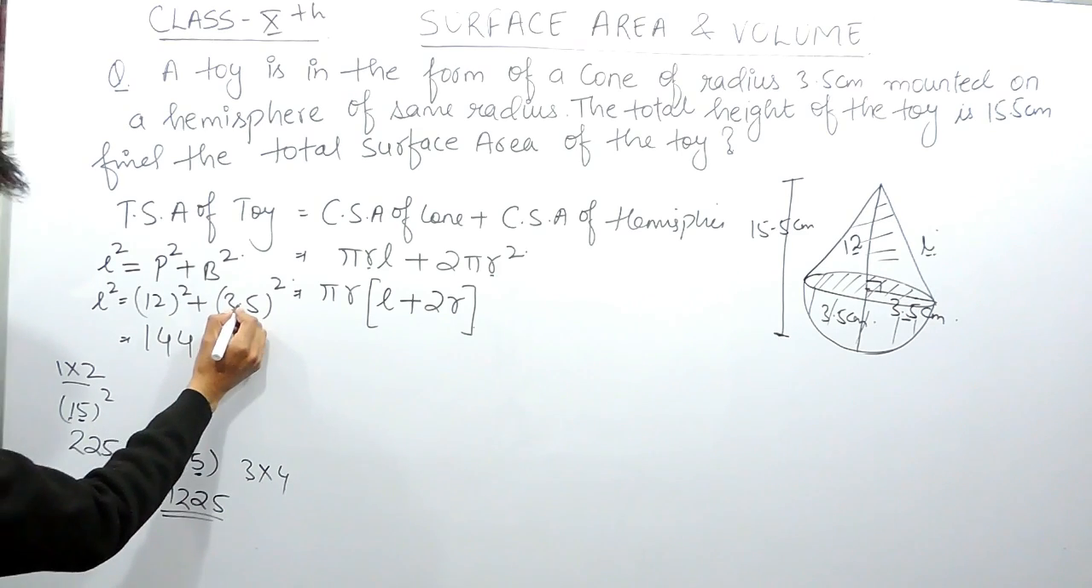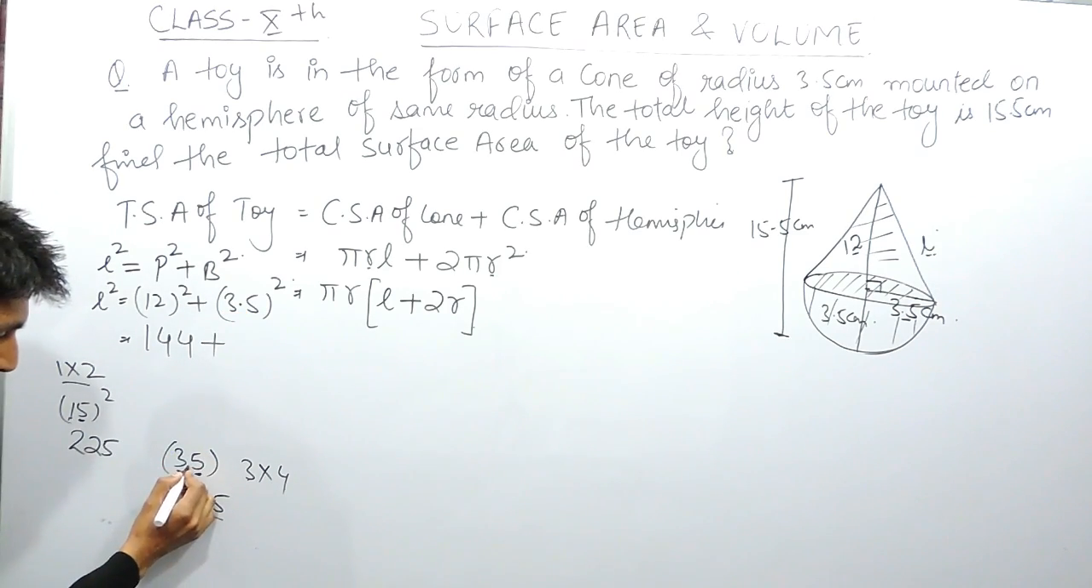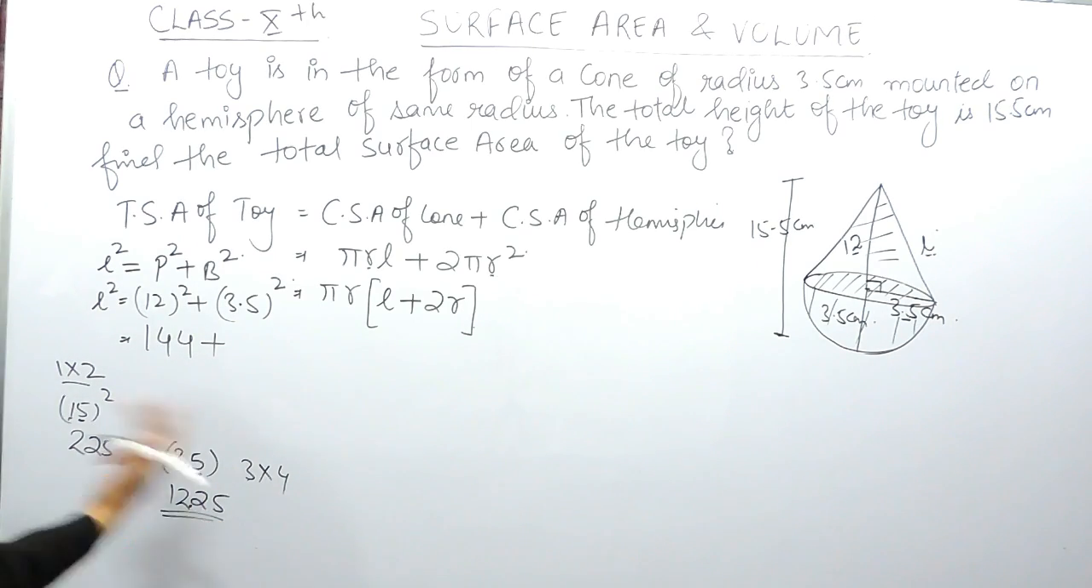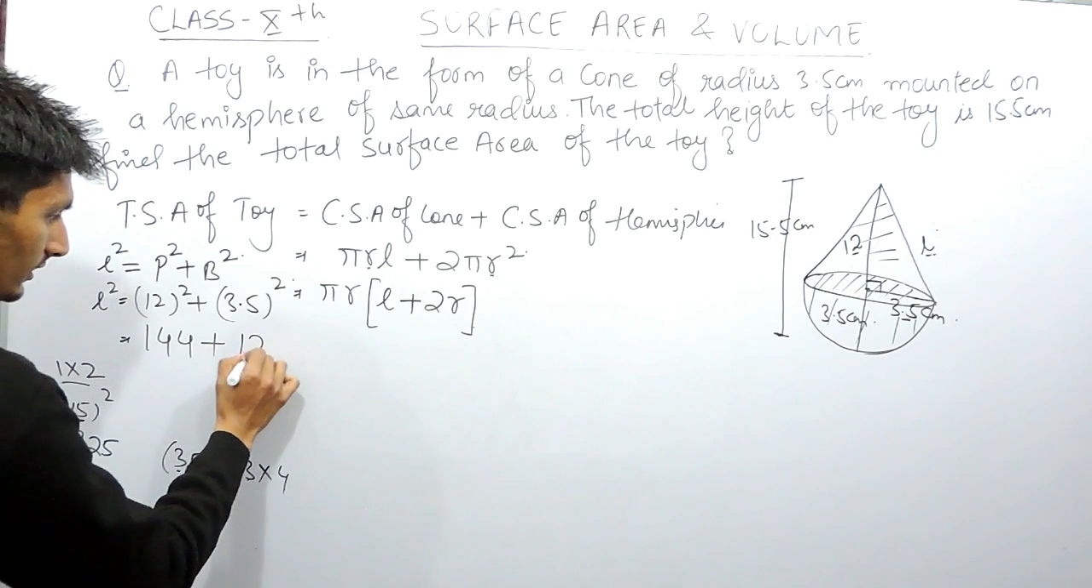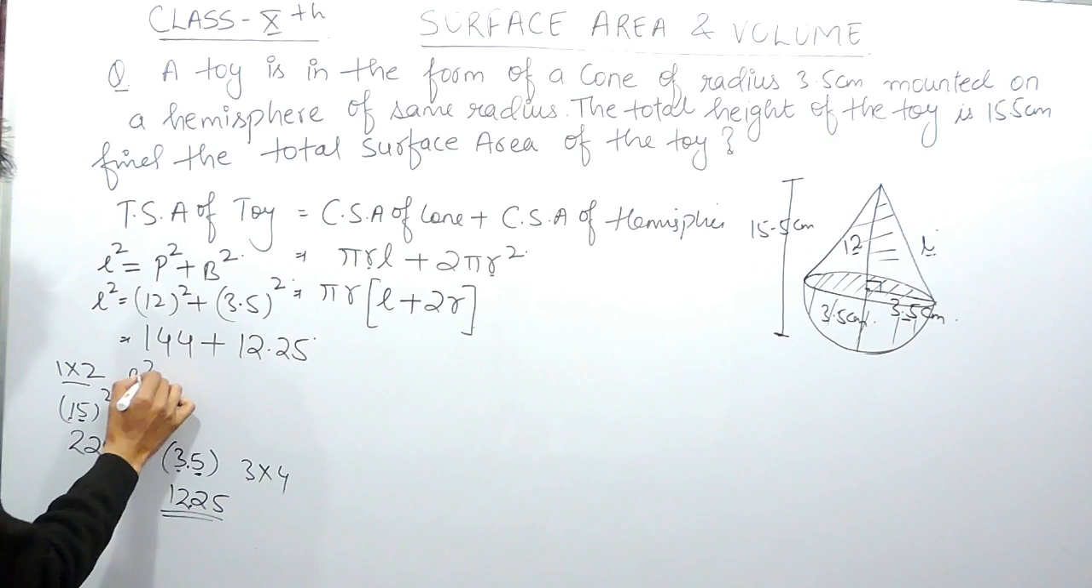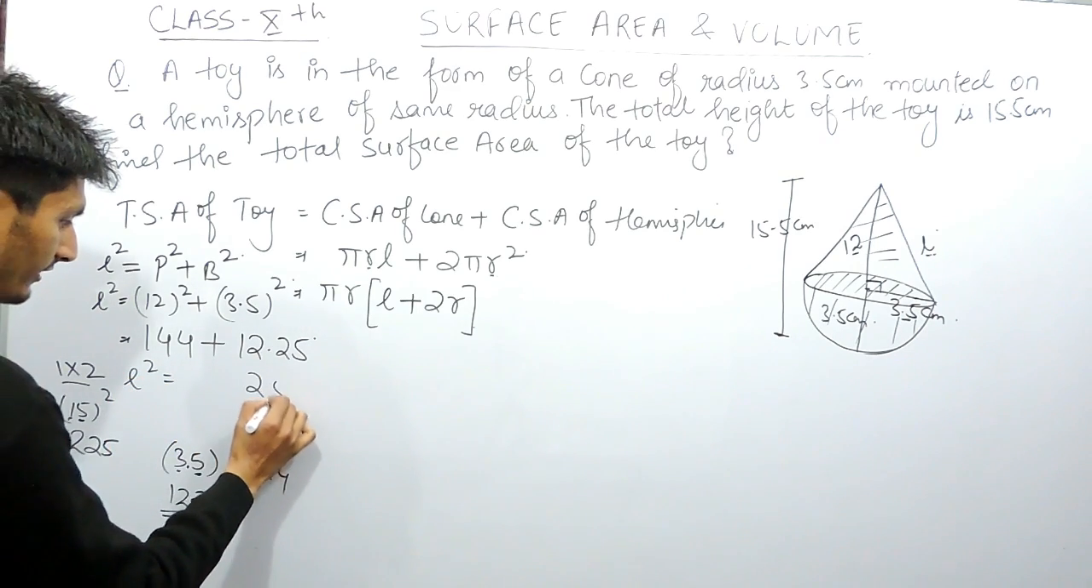Now, because this is 3.5, so 3.5 multiplied by 3.5 will be 12.25. There will be 2 decimals. So this is 12.25. So here the L square will be equals to 25.